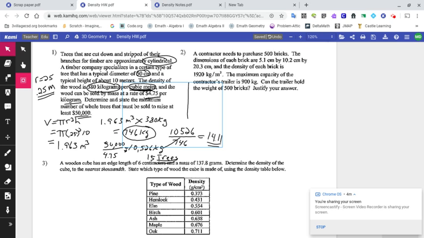Okay. Now, a contractor needs to purchase 500 bricks. Okay. Again, we have mixed units. I said you got to be careful of mixed units. Okay. In this case, the bricks are given in centimeters.